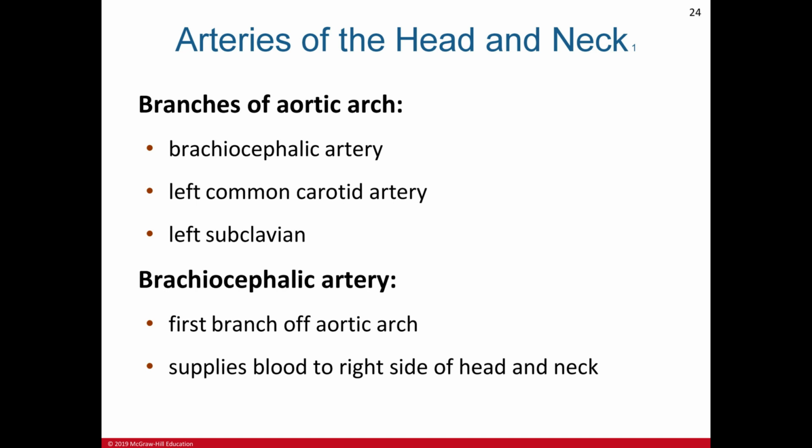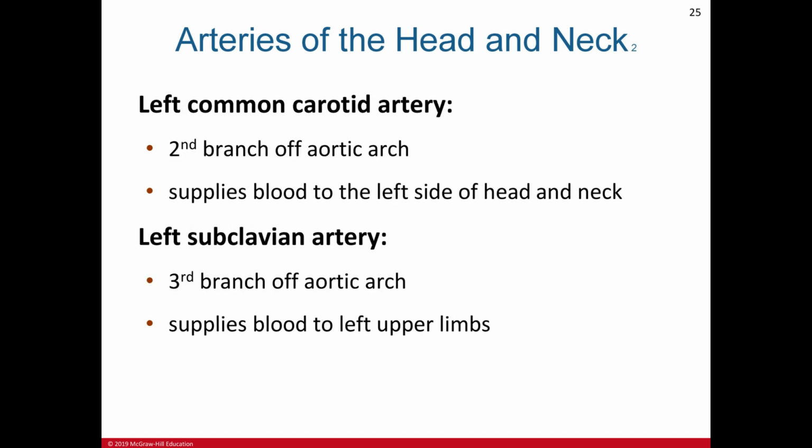So again, as I have said a while ago, from the brachiocephalic artery is where your right common carotid artery and right subclavian artery arise. So the last two branches of your aortic arch are the left common carotid artery and the left subclavian artery. So the left common carotid artery is where the blood supply of the head and neck comes from, while the left subclavian artery is where the blood supply of your left upper limb comes from.